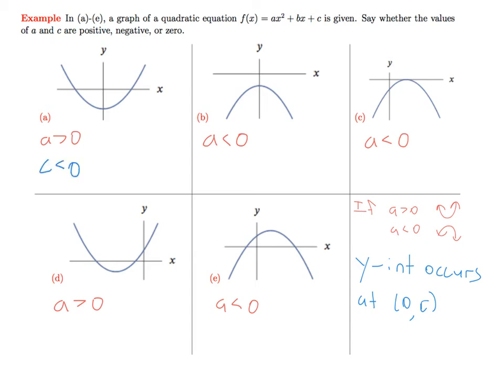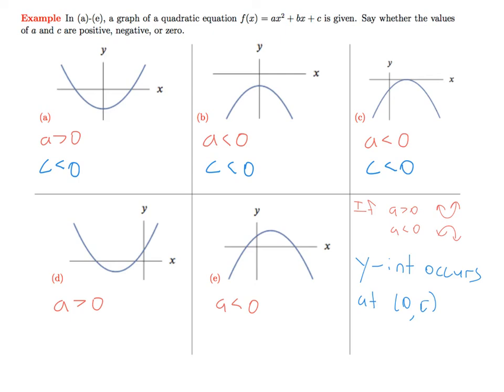In part B, same idea. The y-intercept is right here. This is below the x-axis, so the y-coordinate of this point is also negative. So that means the constant term c is negative. And that's the same for part C. The y-intercept here occurs below the x-axis, so the y-coordinate of the y-intercept is going to be negative.